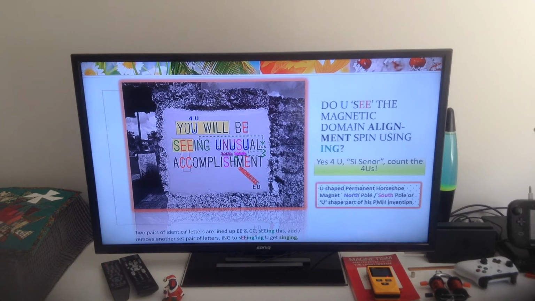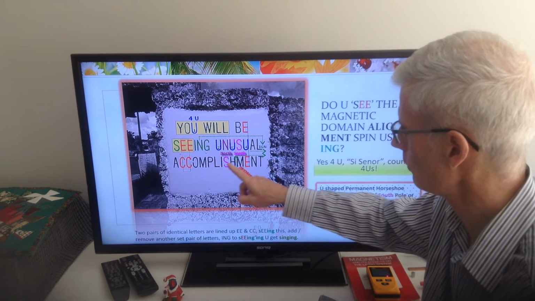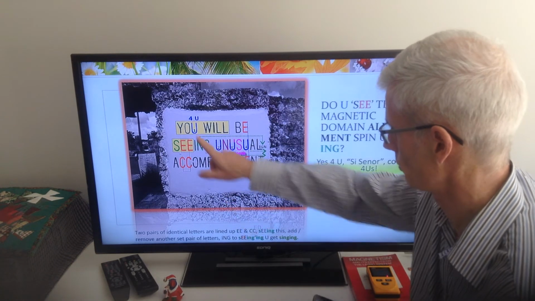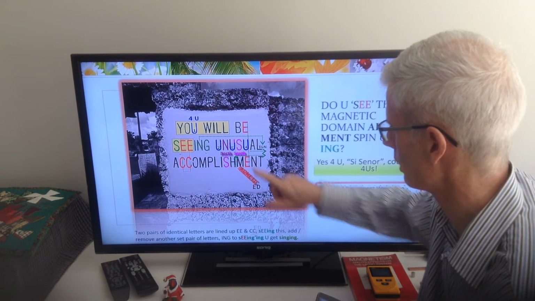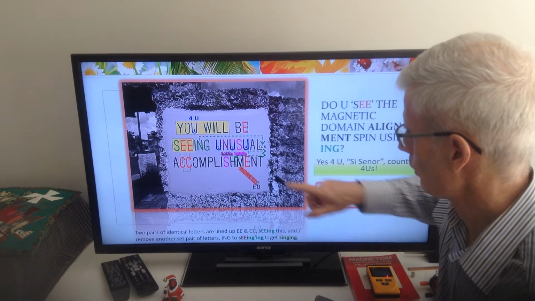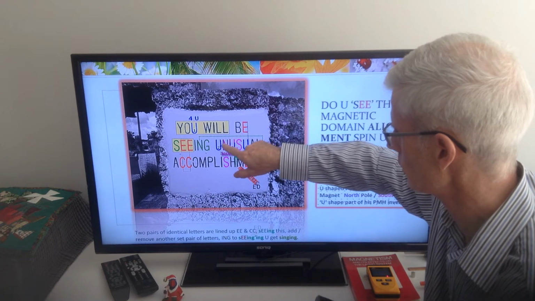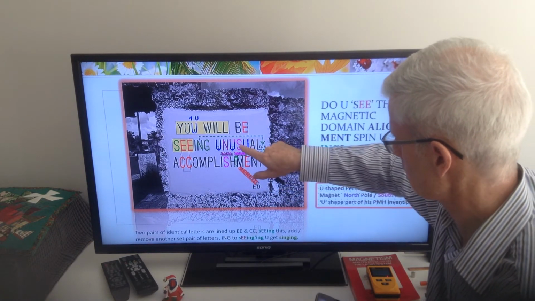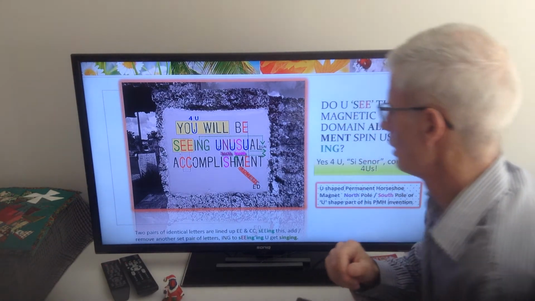Now this is where it gets interesting. This is a close up of what I'm trying to do here. Notice I've highlighted in blue the four U's. There's a U here, U here, U here, and U here. Now, if you take a U-shaped magnet, you'll find that one end's the north, this is the north here, and the other end is the south, which is the south here. Right.